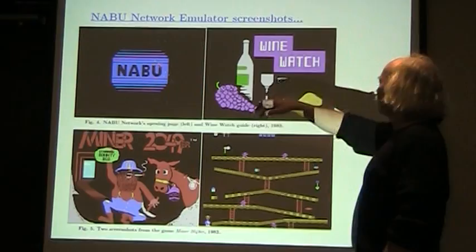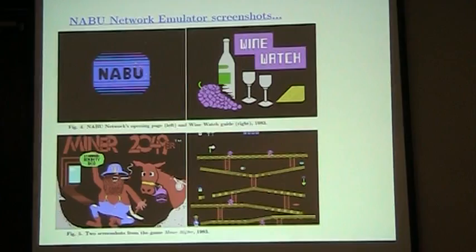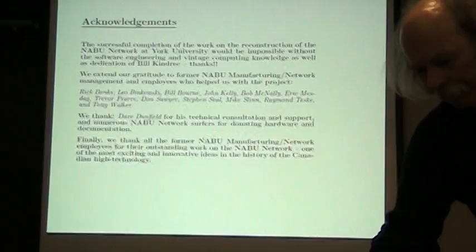This is how the wine guide starts. This is Miner 2049er, a game by Leo Binkowski. So this is the typical graphics of the early 1980s.